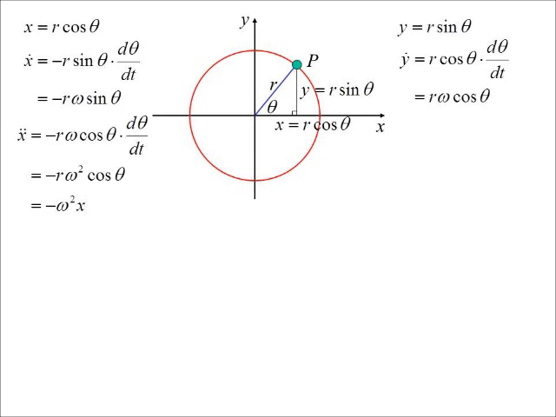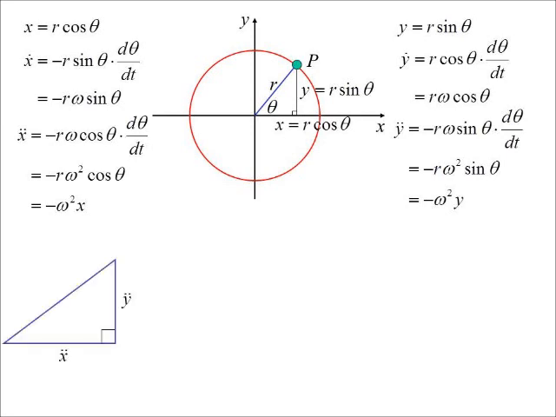But look at what we've got. x is r cos theta. I could rewrite the acceleration as minus omega squared x. There's something we recognise. Simple harmonic motion. That's what I was saying before. Circular motion is simple harmonic motion. It's simple harmonic motion horizontally. I can do the same vertically. It's simple harmonic motion vertically. And a circle is symmetrical, so really it doesn't matter where you look at it, it's always going to look like simple harmonic motion.